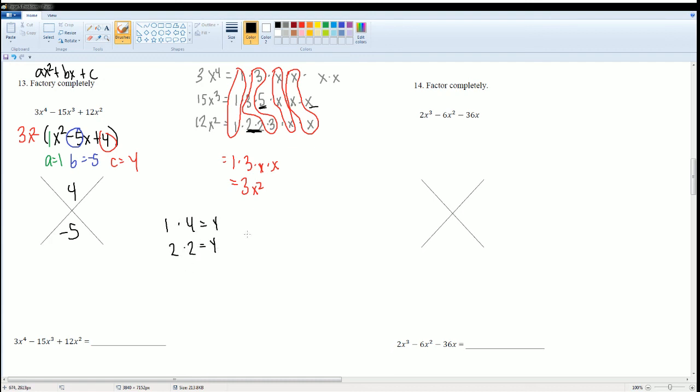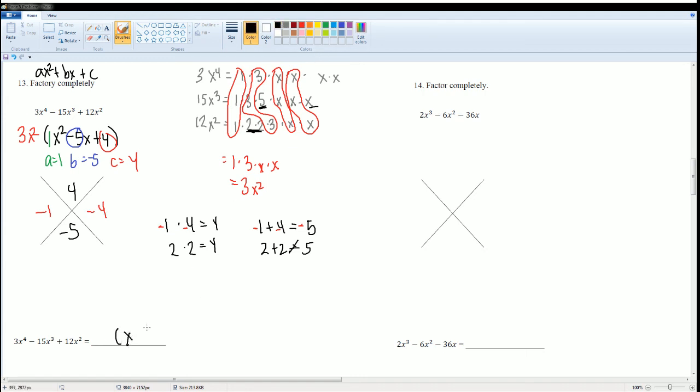Now you want to add it. 1 plus 4, does that get you 5? Oh, actually it does. Because 2 plus 2, does that get you 5? No. So the only ones are these. But here's the issue. Remember, you want to make negative 5. So this has to be negative. Negative 1 plus negative 4 gets you negative 5. Likewise, negative 1 times negative 4 gets you a positive 4. So here you get negative 1 times negative 4. Good.